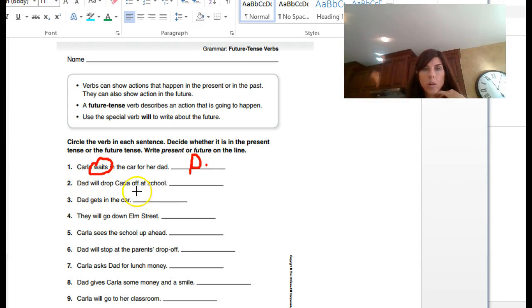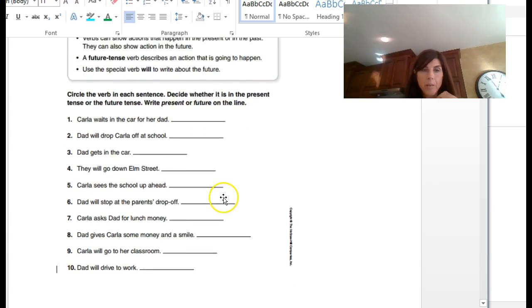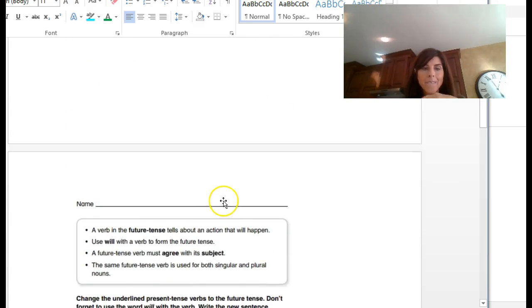Carla off at school. So he hasn't done it yet, and so that's going to happen in the future. So Dad will drop, remember, action. What is Dad going to do? He's going to drop Carla off. So drop, we need to circle it like the directions state. Drop is going to be that action verb. Okay, go ahead and do that for the rest.